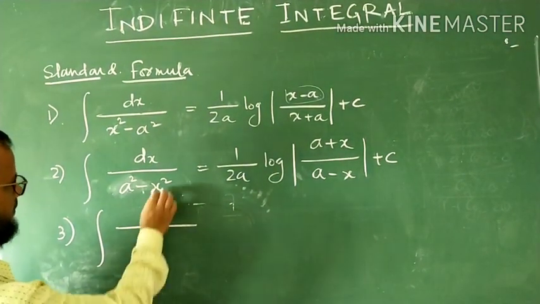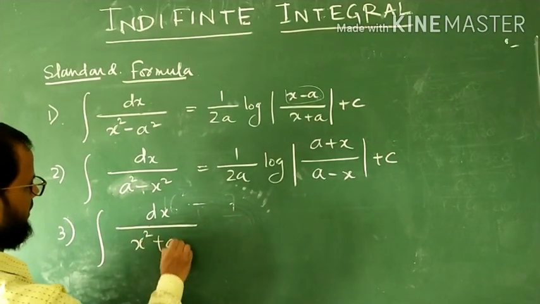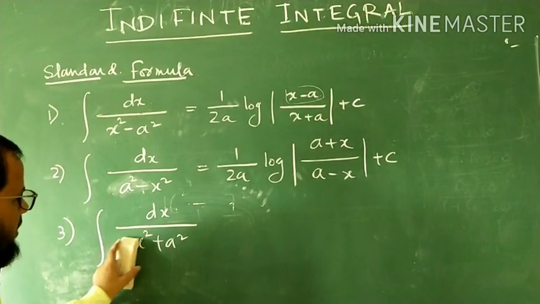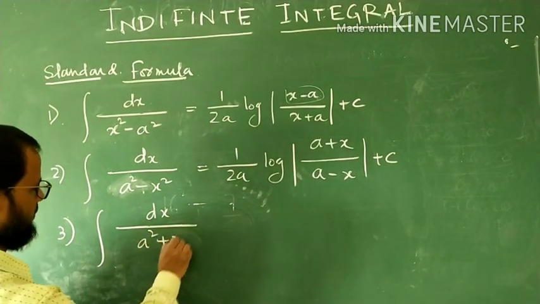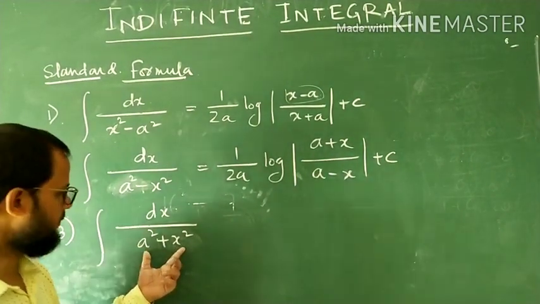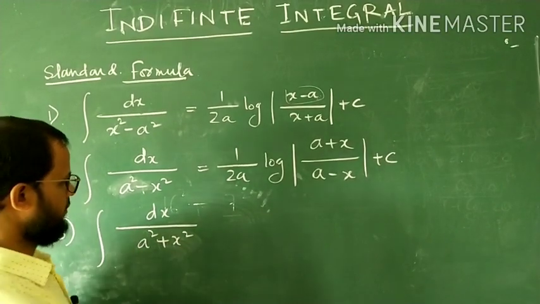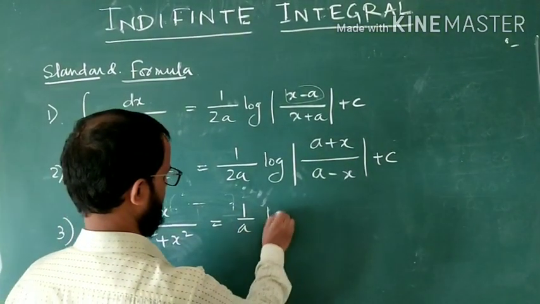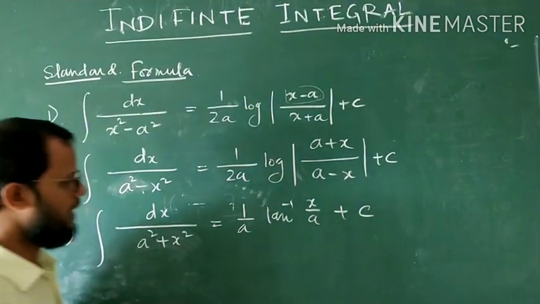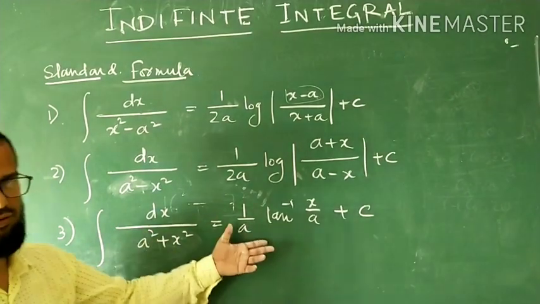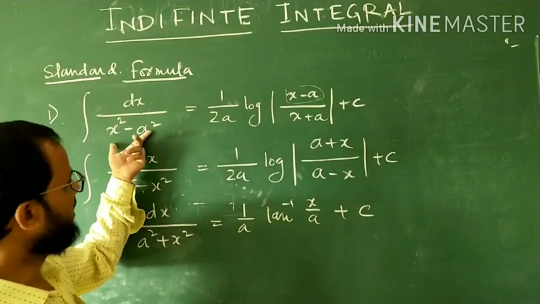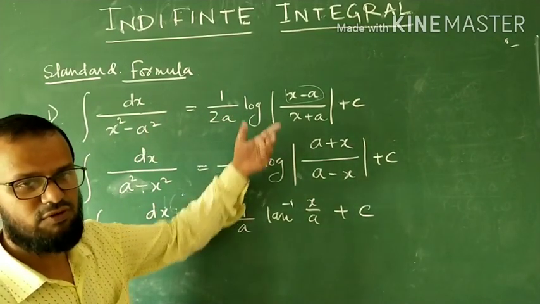Next one, integration dx by x square plus a square. So this is the difference. You can either write a square plus x square, but better you write a square plus x square. So it is a sum of two perfect squares. So your formula is 1 by a tan inverse x by a plus c. I am going to just give a hint how to get this particular integral. What is the derivation of this? I will try to show that this result is equal to this. First one I am going to explain to you.